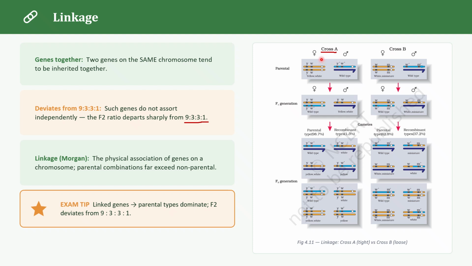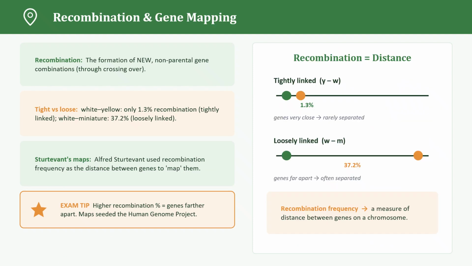So what you should learn from this from the exam point of view is that yellow and white show 1.3 percent recombination, and it is a tightly linked gene. White and miniature show 37.2 percent recombination, and it is a loosely linked gene. Yes, children. Let's move on to the next one.